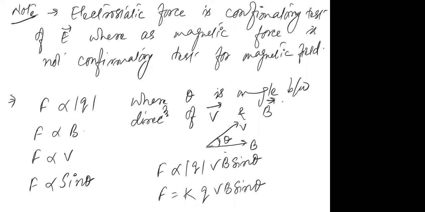That mod is just representing the fact that you have to use only the magnitude and not the sign of the charge, right? If the charge is negative, then also you will just put its value. You don't have to put a negative sign. Okay, so F is equal to k q v B sine theta, where k is a proportionality constant.